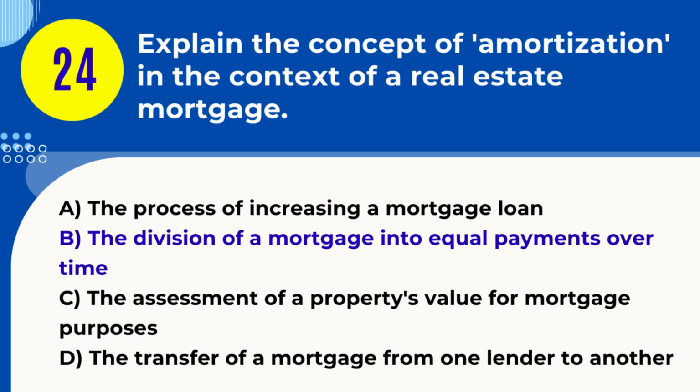Answer. B. The division of a mortgage into equal payments over time. Explanation. Amortization in real estate mortgages refers to the process of dividing a mortgage loan into equal payments spread over a specific period. Each payment includes a portion of both the principal and the interest, gradually reducing the loan balance.